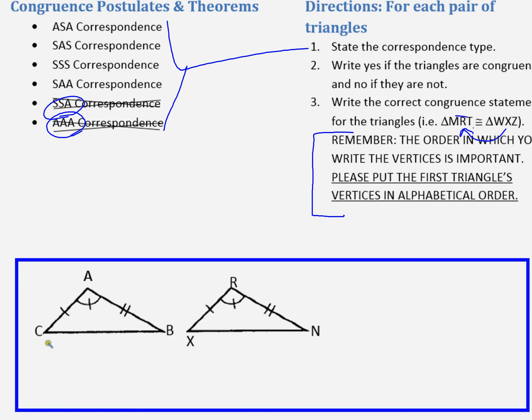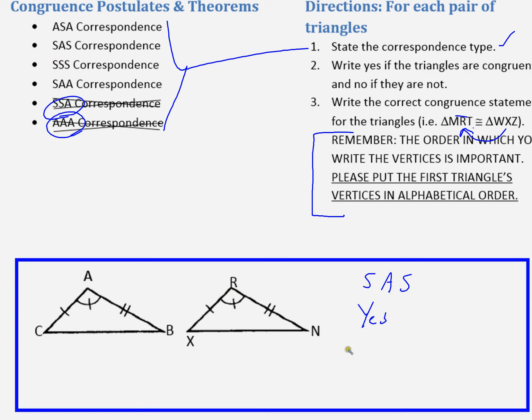So let's look at this one. Let's figure out what the correspondence type is. This has two sides and an angle congruent to two sides and an angle. So the correspondence type here is side, angle, side. That's the first thing we're going to do. Write yes if the triangles are congruent, no if they're not. Well, side, angle, side is a way to show triangles are congruent, so we're going to write yes, they are congruent.